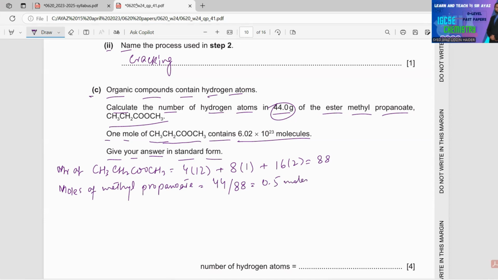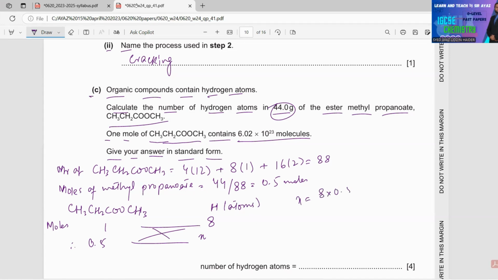Now they are saying calculate the number of hydrogen atoms. In order to calculate the number of hydrogen atoms, we need to calculate the moles of hydrogen atoms first. So here's methyl propanoate, CH3CH2COOCH3, and here is hydrogen atom. The mole relationship is 1 mole of methyl propanoate contains 8 moles of hydrogen atoms. Therefore, 0.5 mole must be having X moles of hydrogen atoms. So we will get X is equal to 8 multiplied by 0.5, which becomes 4 moles. We have 4 moles of hydrogen atoms.